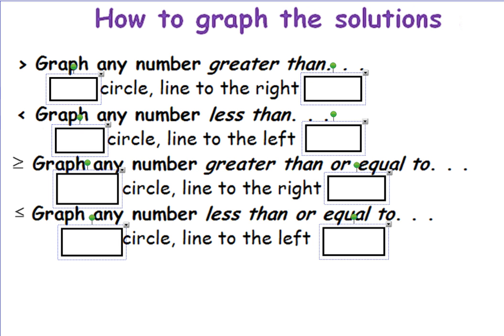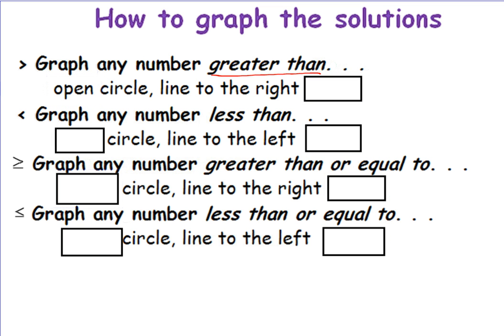Now, let's talk about how to graph the solutions. When we have a number that is greater than, we want to look at the fact that we have an open circle, and the line goes to the right on our graph. So don't go around telling me that the inequality symbol was pointing to the left, so you're going to graph to the left. You need to make sure that you understand what that symbol says, and that if it says greater than, you are paying attention to what it is talking about and not the direction of the pointing.